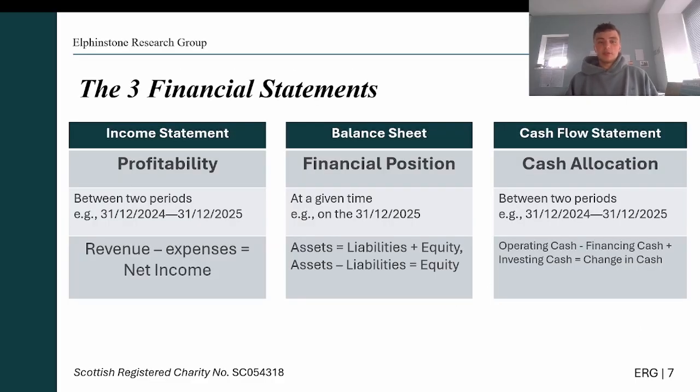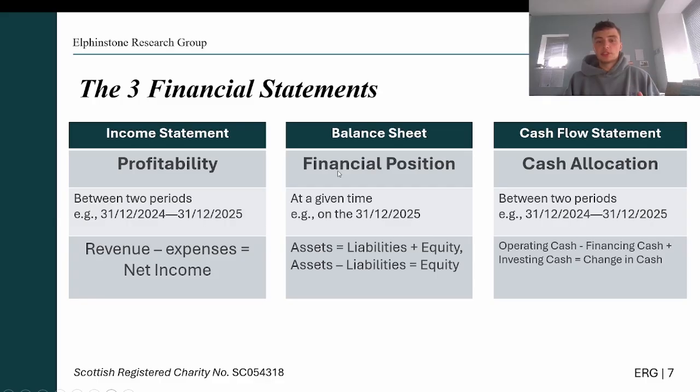Now, the three financial statements which are required on a quarterly or annual filing are the income statement, the balance sheet, and the cash flow statement. The income statement shows us how profitable the company is, how much revenue it gathered, and how many expenses it had to pay out while making that revenue.